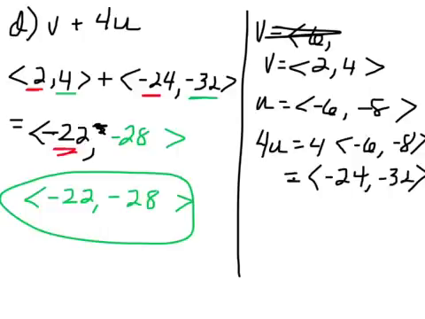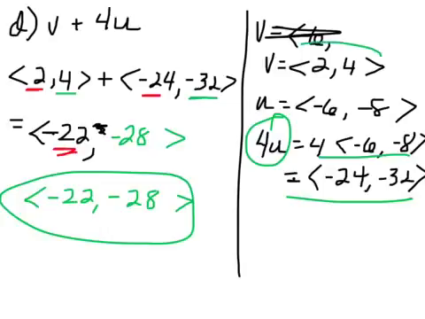Okay, so the d part, we would just follow through, do that math. I've shown it here, but I'm going to turn the video off because it's getting too long. Here's the answer to the d part. I did the 4u here and multiplied it out and then added it to that v.